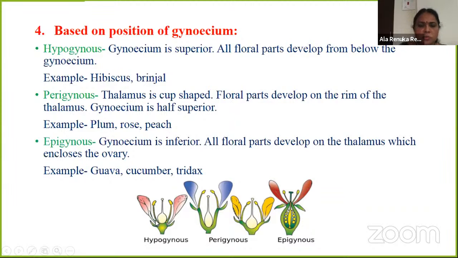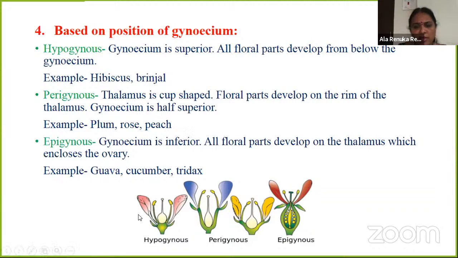Often I see students writing hypogynous, inferior ovary. Since hypo means below, they put the gynoecium below. No, the flower is hypogynous, the ovary is superior. Keep this in mind. The flower is hypogynous. Hypogynous is the type of flower condition. The flower is hypogynous, the ovary is superior.